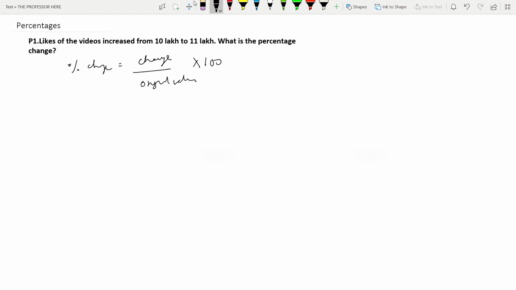So what is the change here? A change from 10 lakh to 11 lakh. So 11 minus 10, which is 1, divided by the original value, which was 10, into 100. You take the absolute value of the change here; positive or negative does not matter. So the answer here is 10%. That's all the basics you have to know from percentages. Now let's move on to the next question.